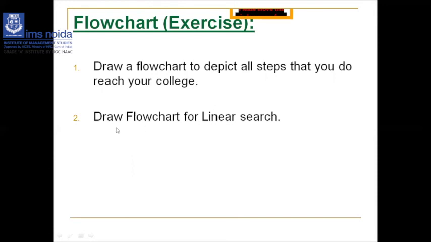Second one is draw a flowchart for linear search. Linear search is the sequential search. Sequentially, you have to find out whether the searching is over. In that case, you have to stop the searching.